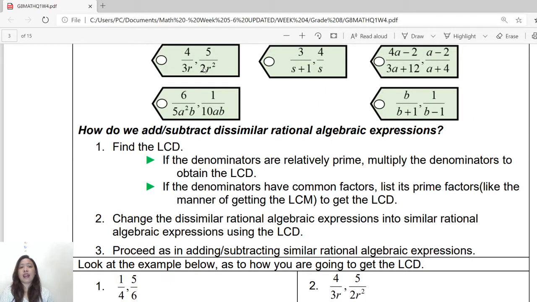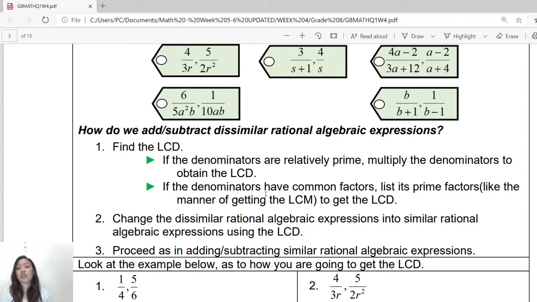How do we add or subtract dissimilar rational algebraic expressions? Number 1, find the LCD, the least common denominator. If the denominators are relatively prime, meaning no common factor, multiply the denominators to obtain the LCD. So, if the denominators do not have a common factor, they are relatively prime, and you just multiply the denominators to get the least common denominator.